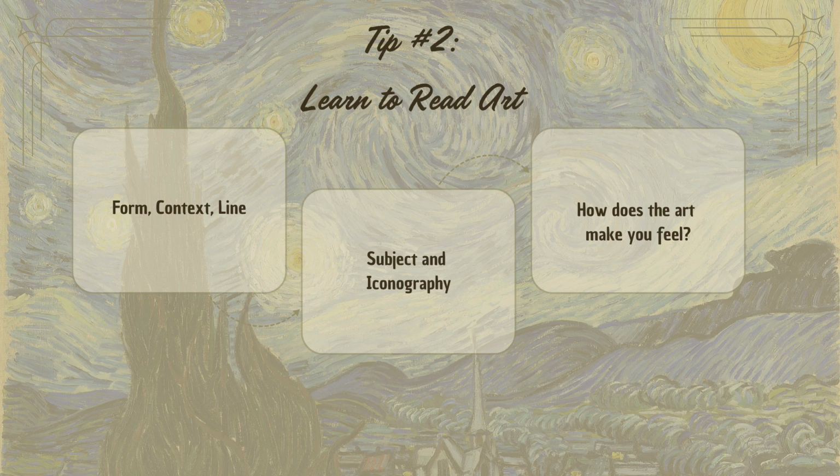Start by focusing on formal elements like lines, shapes, texture, and balance. Then look deeper at the subject matter. What stories, myths, or themes does the artwork depict? Many artists use recurring symbols or iconography that can provide hints at the meaning. Over time, you'll start to notice patterns and stylistic traits that define different periods and artists.